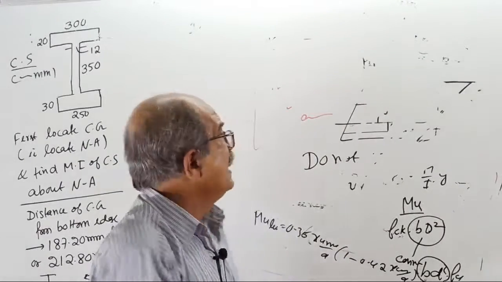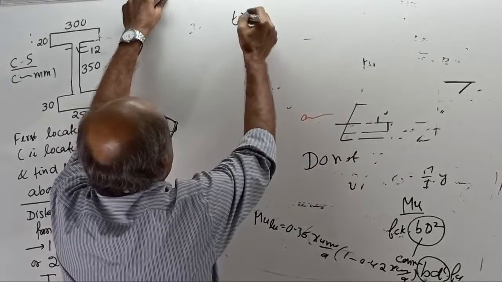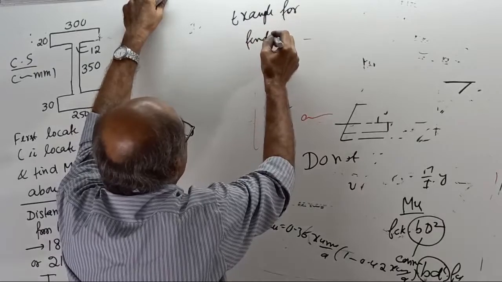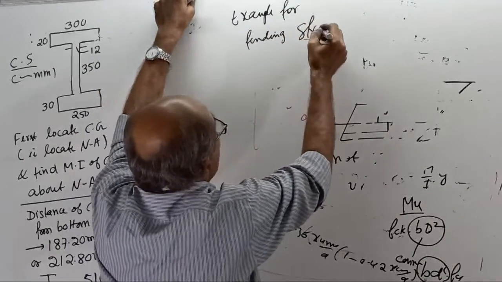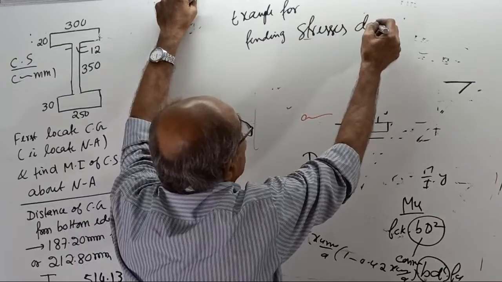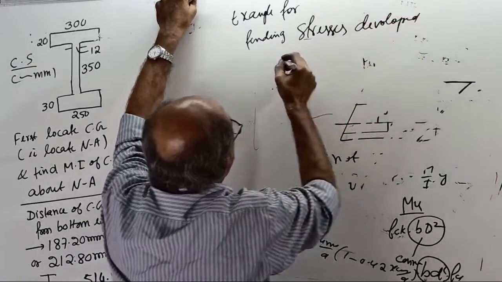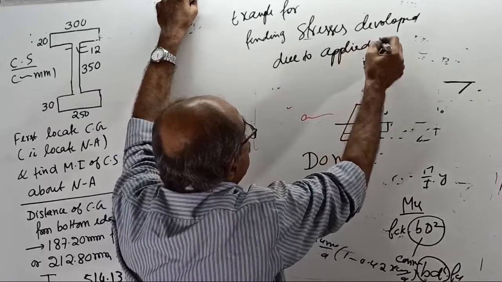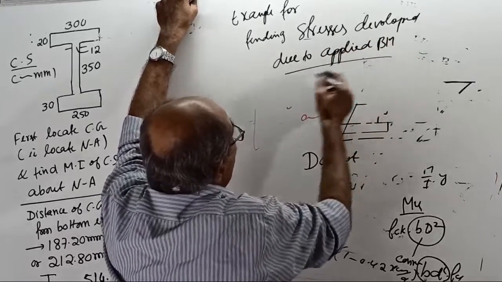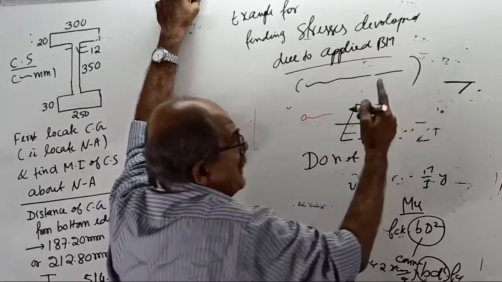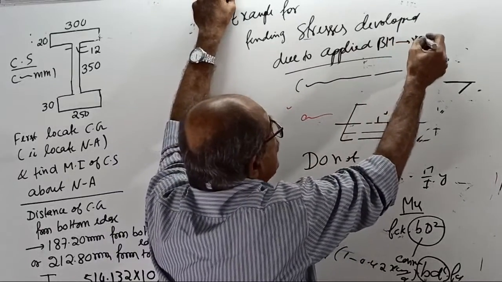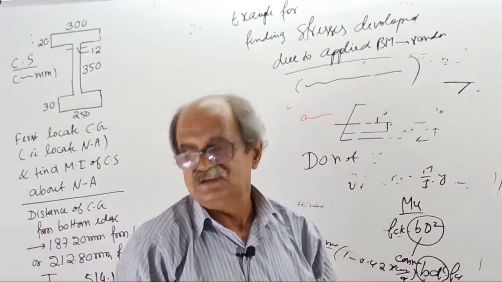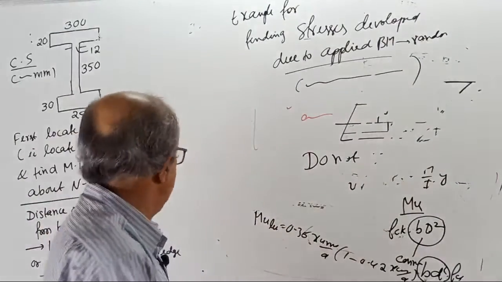Remember, this example is for finding stresses developed due to applied bending moment, or when the cross section is subjected to a bending moment. Remember, the bending moment is random. You simply ordered something without knowing the cost. That way, that will go now. One minute.